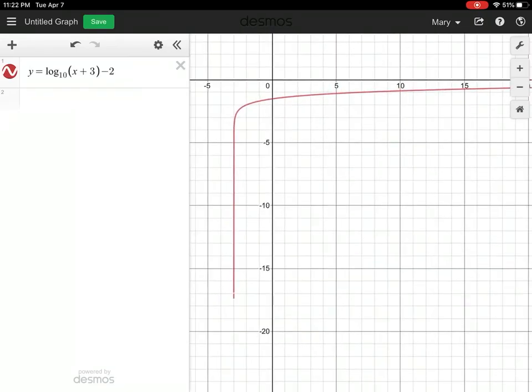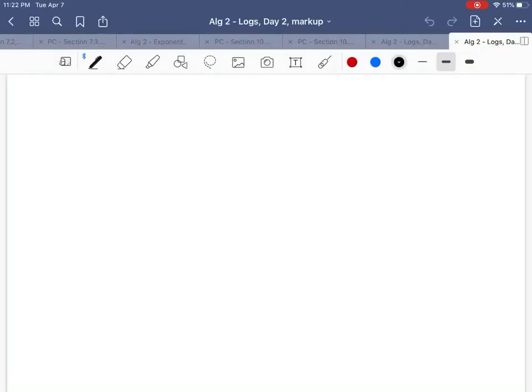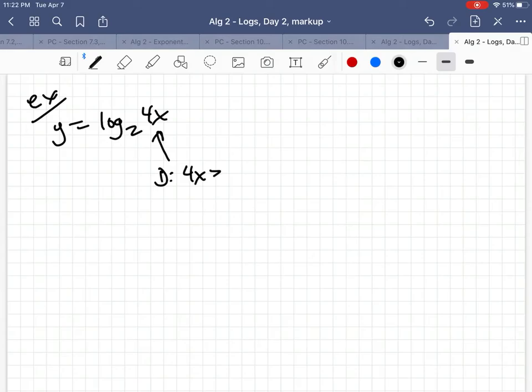Okay, all right, so let's finish up with our last couple problems here. So for these last two examples, let's say I have y equals log base 2 of 4x, and I just want to show you what happens to this. For my domain, 4x has to be greater than 0, so I divide by 4 and I just get x is greater than 0. All right, so that's easy for the domain.